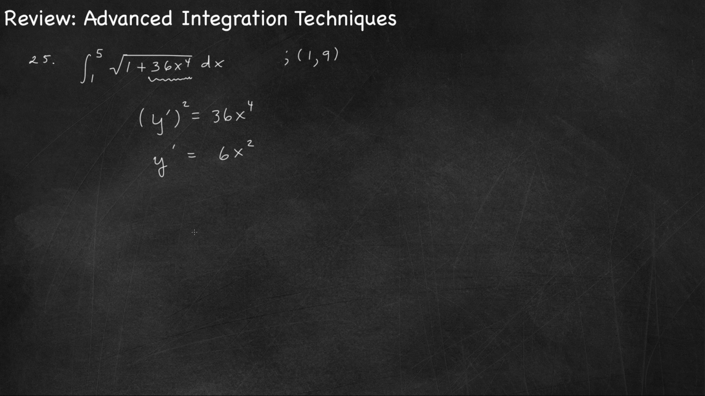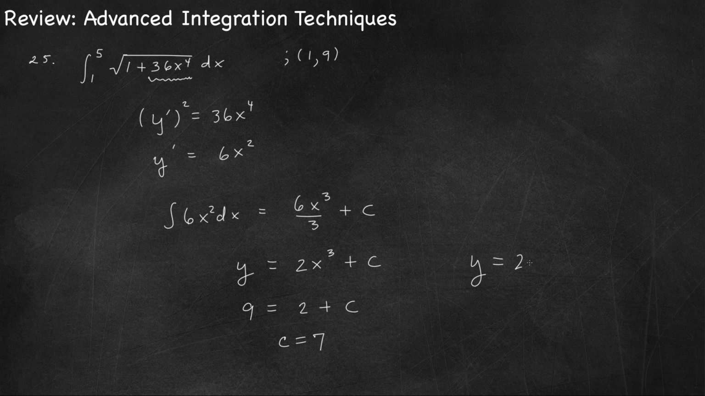And we're looking for y, not y prime, so we would want to integrate this. And the integral of 6x squared would be 6x to the 3rd over 3 plus c, or 2x cubed plus c for our y. And then we know the function passes through the point 1, 9, so 9 equals 2 plus c, and that means c equals 7. So y equals 2x cubed plus 7. And that is the end of our review of advanced integration techniques.